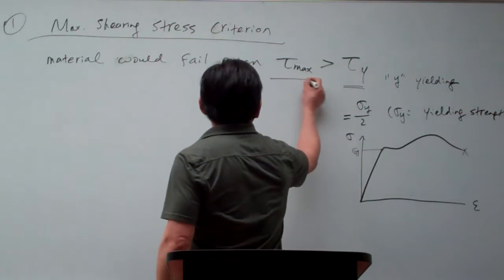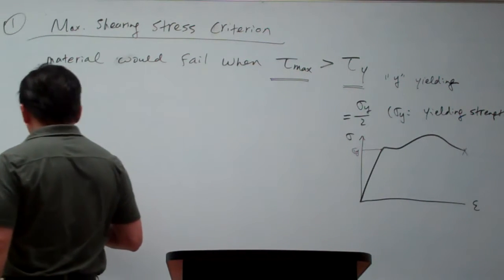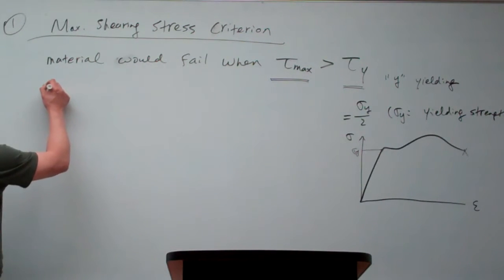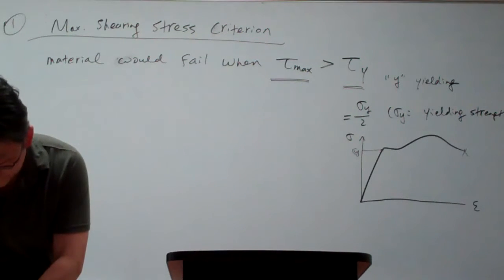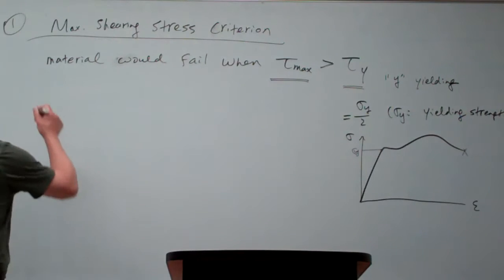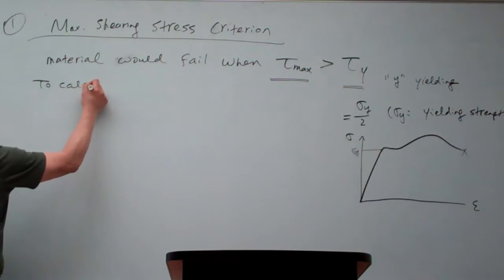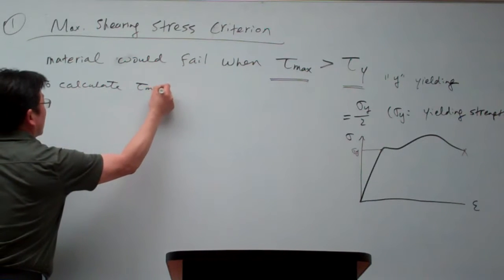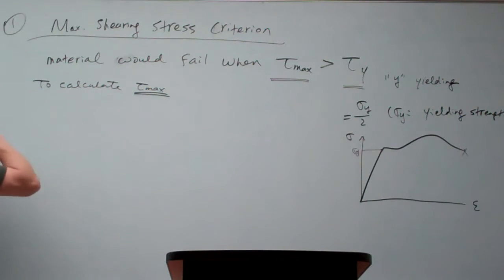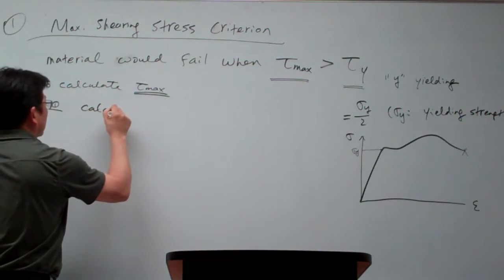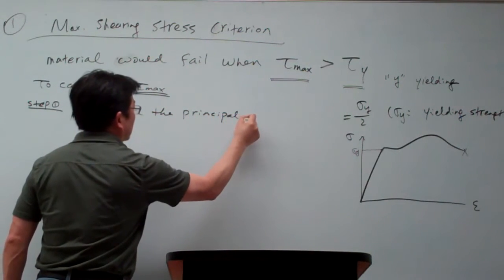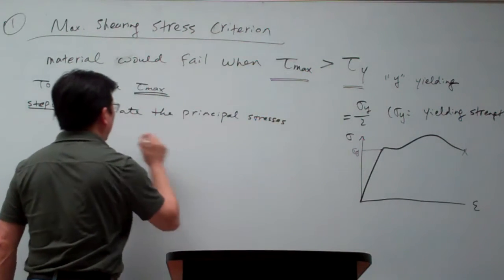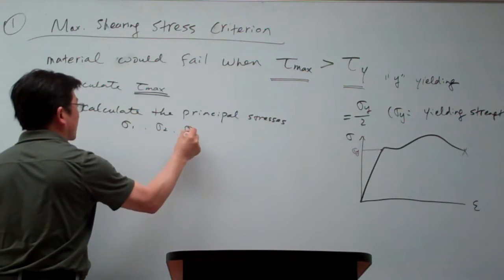Tau maximum, basically you can calculate it using the Moore circles. So to calculate tau maximum, usually step one is to calculate the principal stresses, and say sigma 1, sigma 2, and sigma 3.